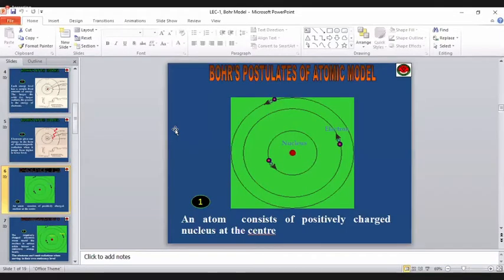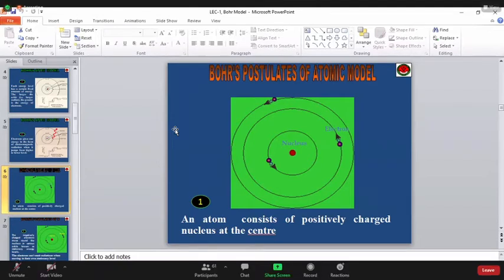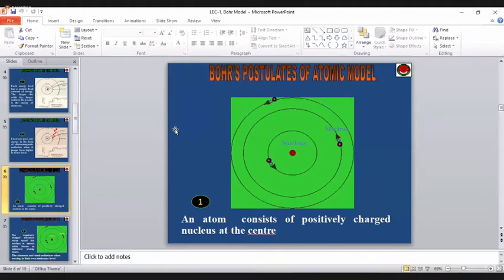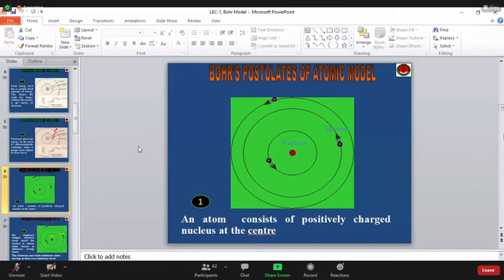Okay, so you can see on the screen that is the postulate number 1. Okay, an atom consists of positively charged nucleus at the center. Okay, the first postulate is that an atom consists of positively charged nucleus at the center. Here 2 things we are about to know. That is, one thing is that nucleus is positively charged and the location of the nucleus is at the center. Okay, so this is our first postulate. Now go to second postulate.